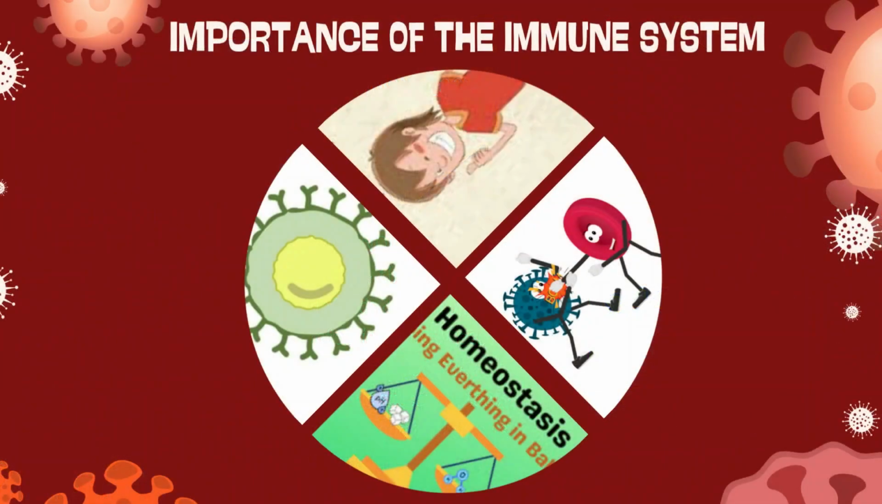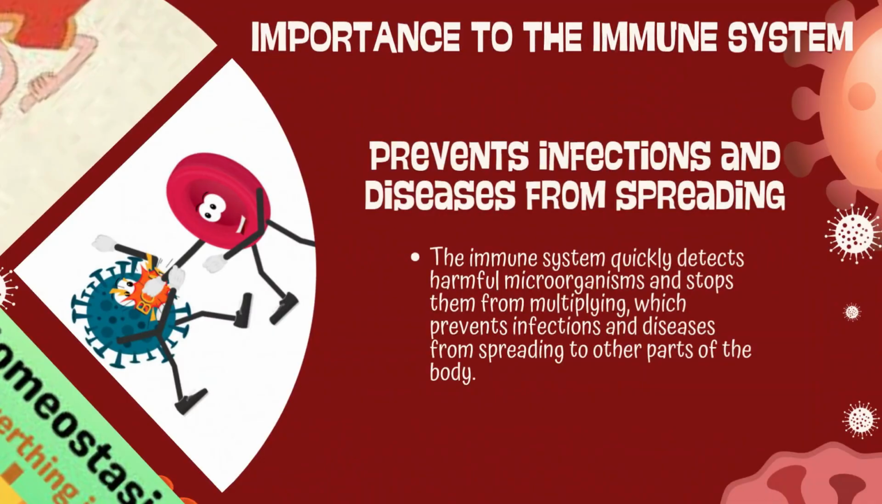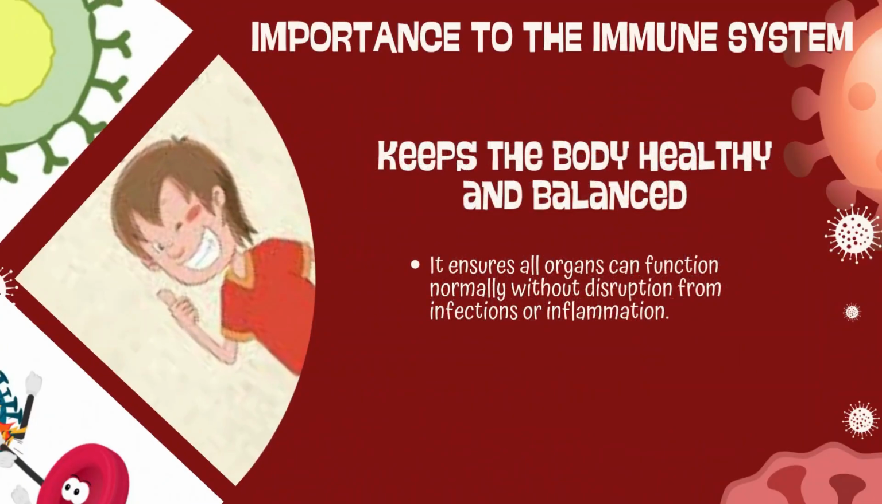Next, the importance of the immune system. The immune system has several important roles. One of them is preventing diseases or infections. It can quickly detect harmful microorganisms and stop them from multiplying, preventing the infection from spreading to other parts of the body. The immune system also helps keep the body healthy and balanced. It makes sure our organs can function normally without being disturbed by infections or inflammation.